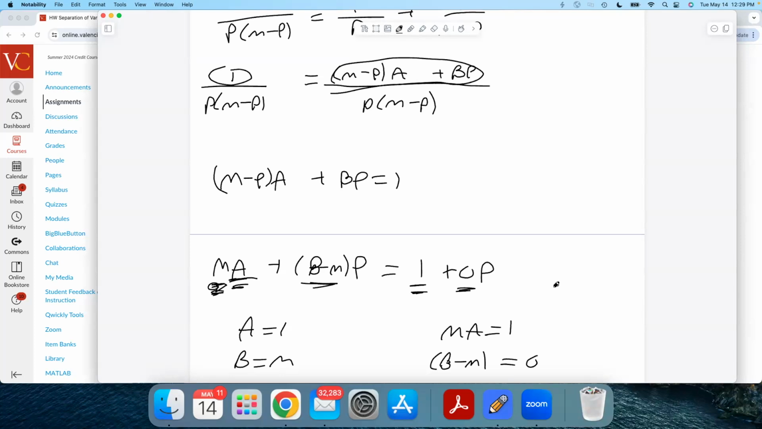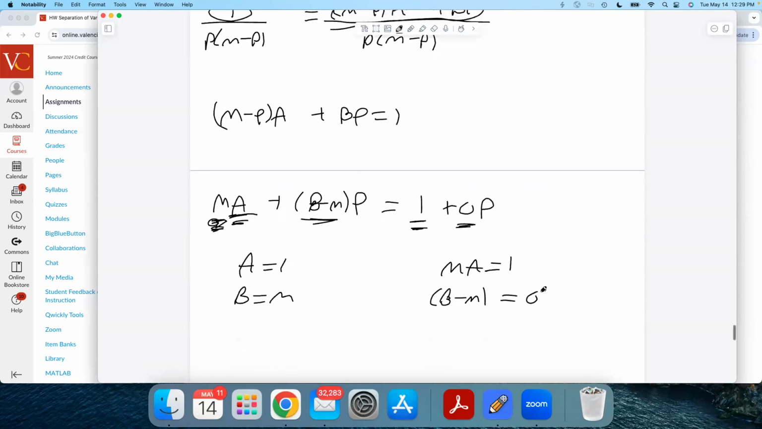Another way is what I like to call the cover-up method. What would I plug in here for p to make this 0? If I plug in p equals M, this thing becomes 0.